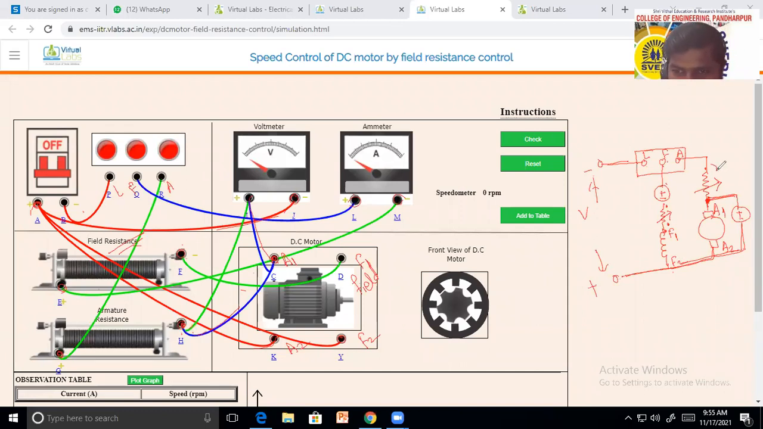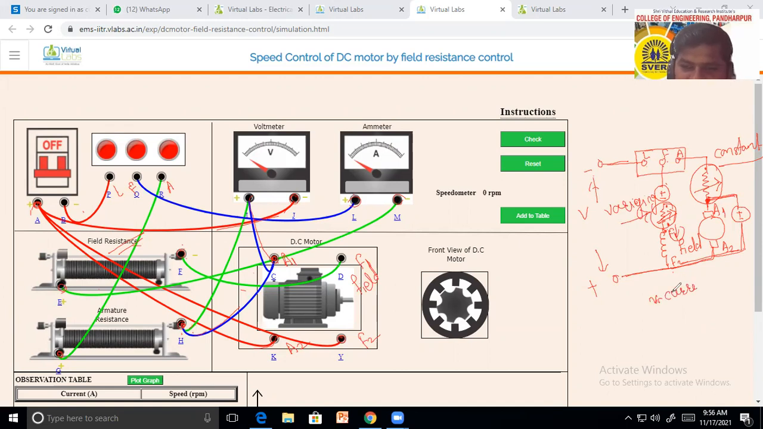Now this rheostat we are keeping constant, and by varying the value of this other rheostat, we change the resistance connected in series with the field. If the resistance can be varied, then the current can be varied.